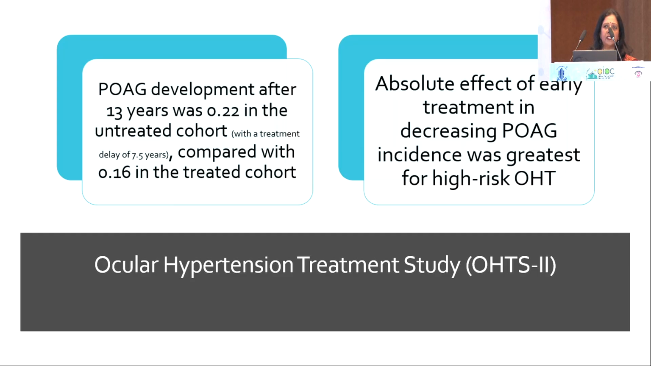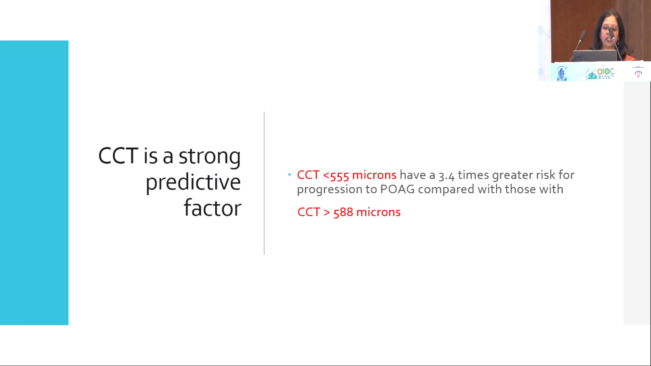In the OHTS 2 study, actually OHTS 1 was conducted over a period of 7.5 years with a treated arm and an untreated arm. After 7.5 years, the phase 2 OHTS study was conducted where the treated patients were continued on treatment and the patients in the untreated arm were started on treatment. It was found that POAG development after 13 years was 0.22 in the untreated cohort compared to 0.16 in the treated cohort. And the absolute effect was greatest for the high-risk OHT.